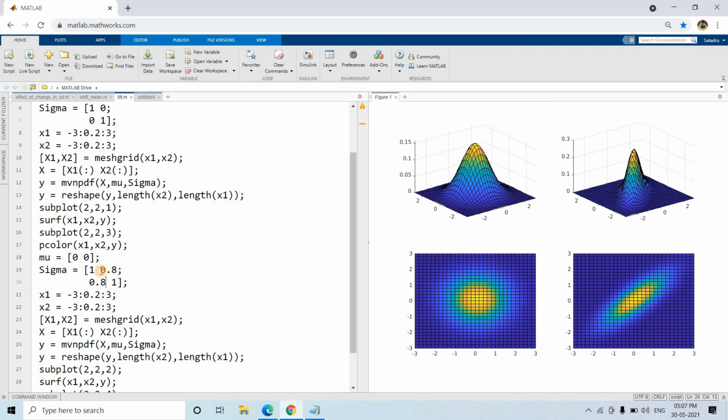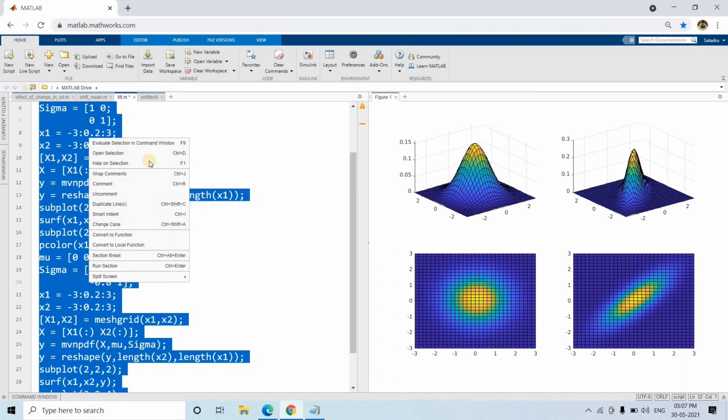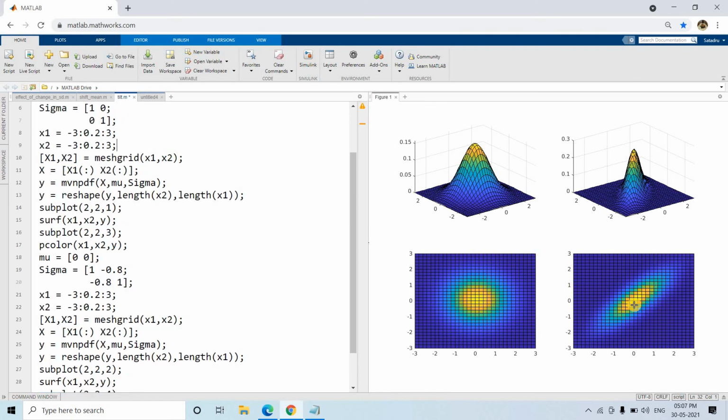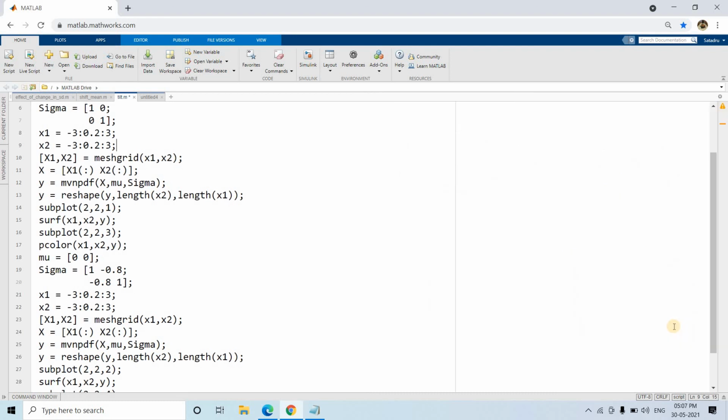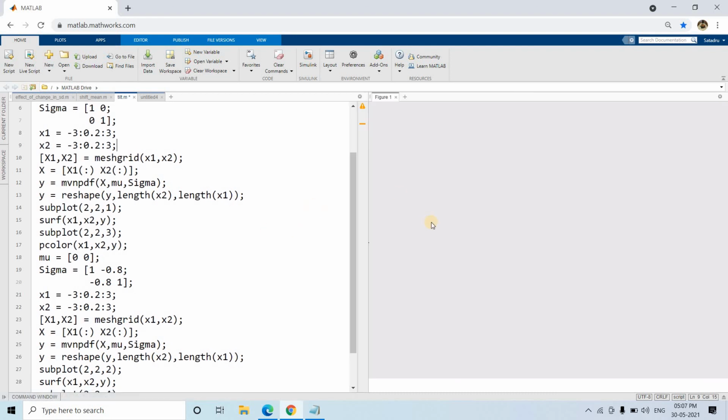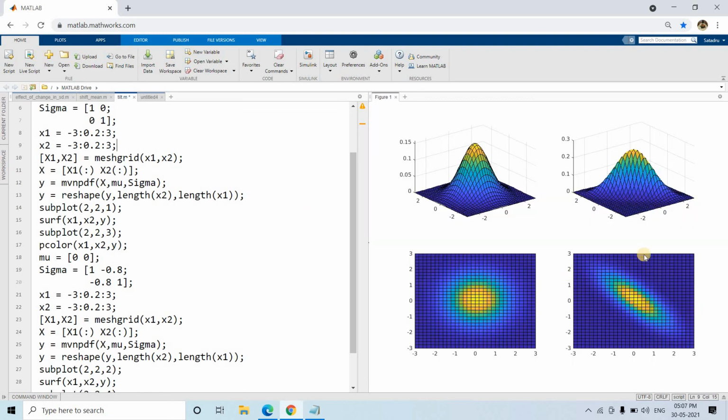Now suppose I reverse the sign, and these two variables x1 and x2 are negatively correlated. Simple, what will happen is this graph will be rotated, from top left to bottom right. That's it. So this is how you can play with the multivariate Gaussian, nothing else. So now see, the graph looks like this. Again from the center, if x1 increases, x2 decreases; if x1 decreases, x2 increases, and it tries to follow that pattern. So this is nothing but the contour plot, and this is our surface plot.